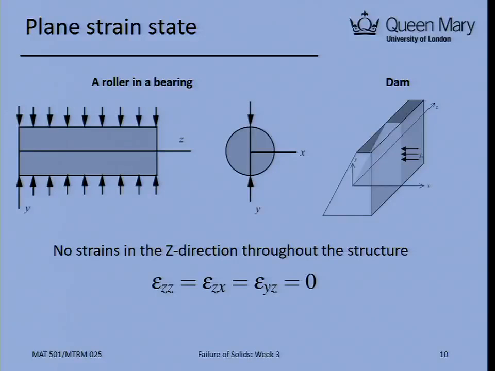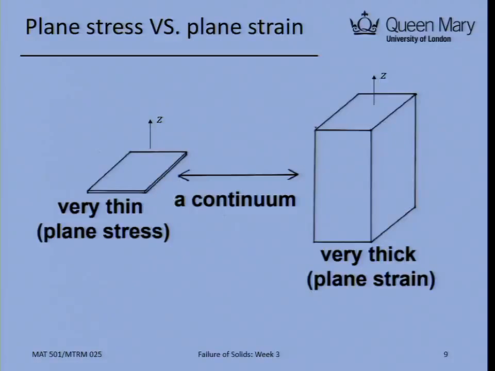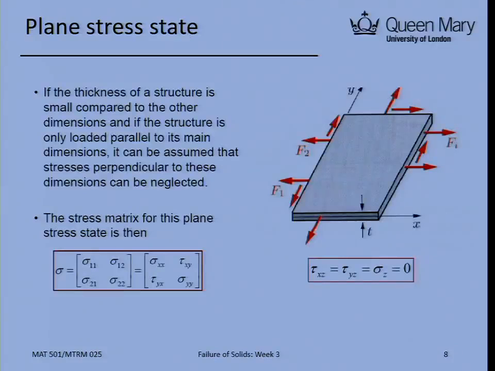In case someone asks you what plane stress and plane strain mean, just remember these equations. Epsilon zz equal to 0 for plane strain, and sigma zz equal to 0 for plane stress.